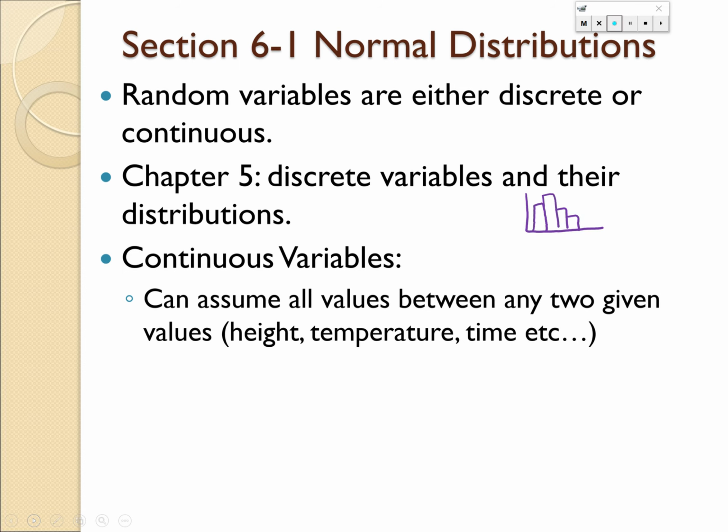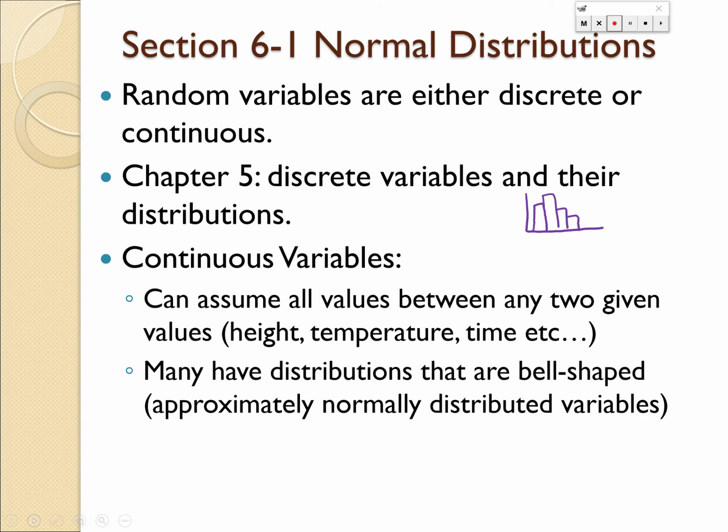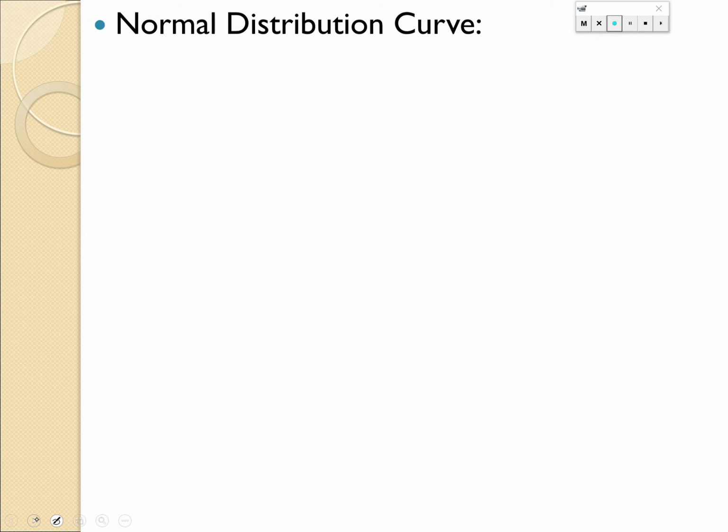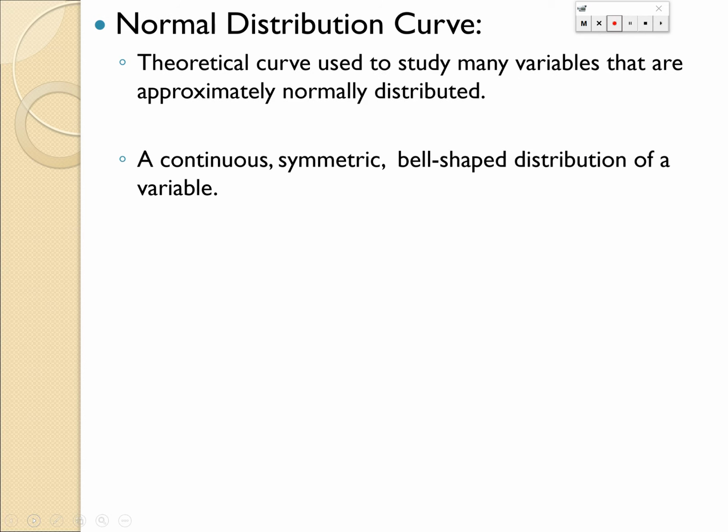Continuous variables typically deal with measurement because you're limited by your measuring device. So again, measuring in inches versus being able to go out to the half inch or hundredth of an inch, things like that. So my height could be any of those range of values. When we're working with continuous variables, instead of having the distributions look more like this histogram bar graph type deal, they're going to be curves. They're going to be bell-shaped curves. So a normal distribution curve, we're going to use it to study many variables that are approximately normally distributed.